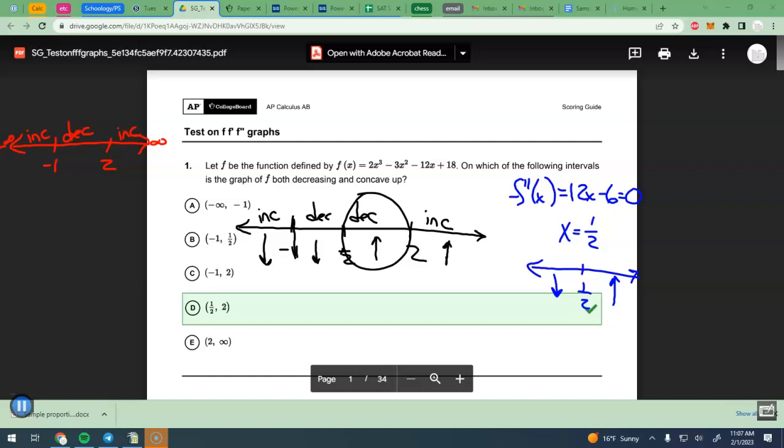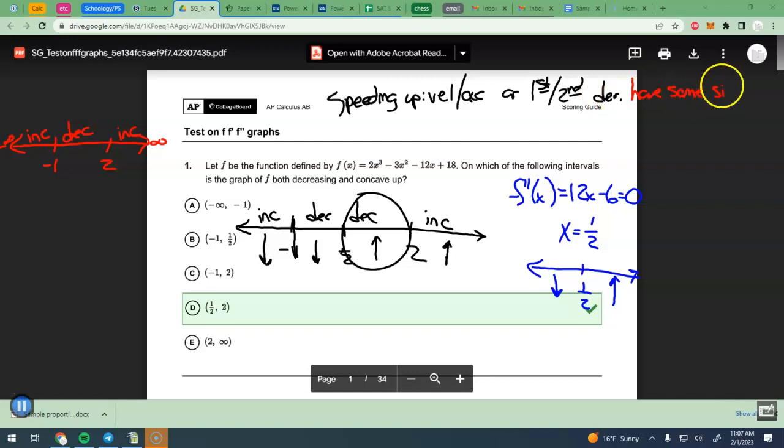Another thing they get into is speeding up and slowing down. Remember, speeding up means velocity and acceleration have the same sign, which means the first and second derivative have the same sign. Slowing down means velocity, acceleration, or first, second derivative have different signs.